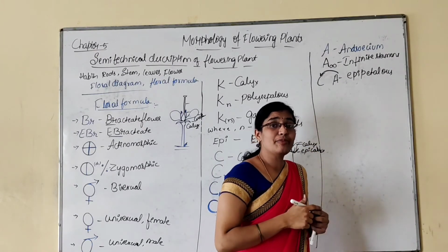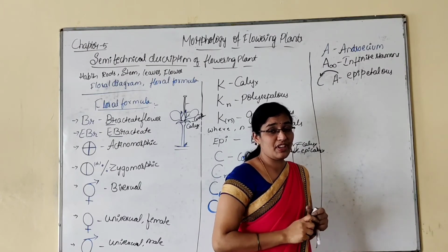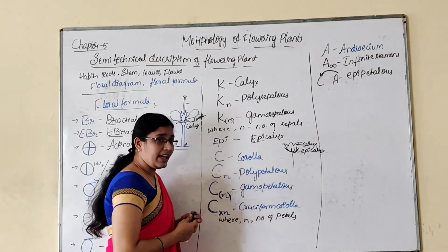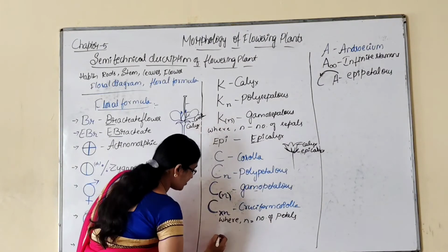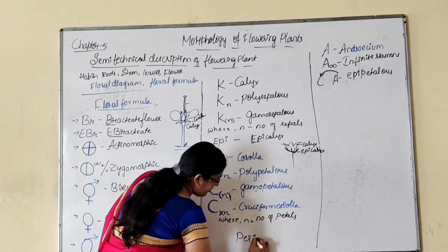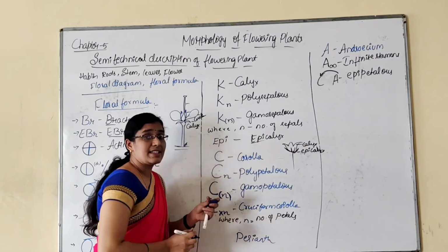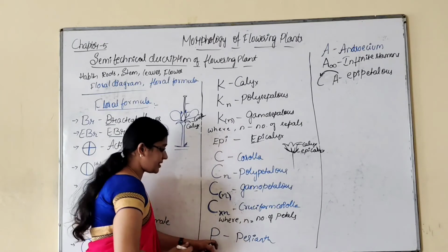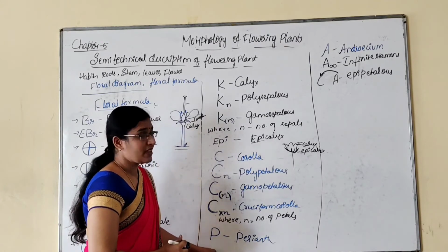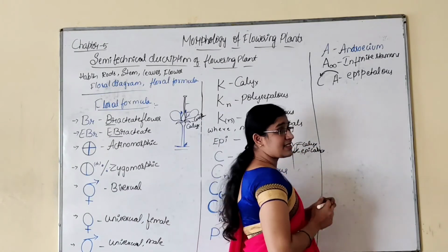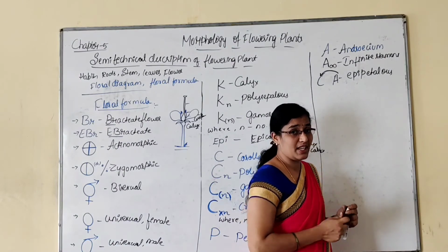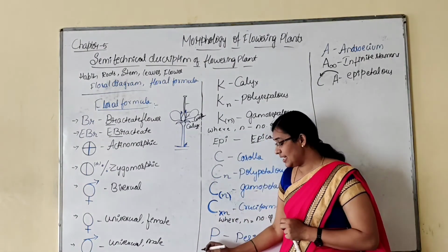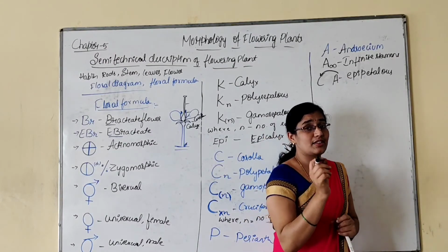In case of monocots, we cannot differentiate between calyx and corolla. So instead of calyx and corolla, there we can find the presence of perianth. A single whorl is present, that is called perianth, and it is represented by the symbol P. Here, in some cases, usually in monocots, the stamens are found attached to this single whorl, the perianth. So how to write that symbol?